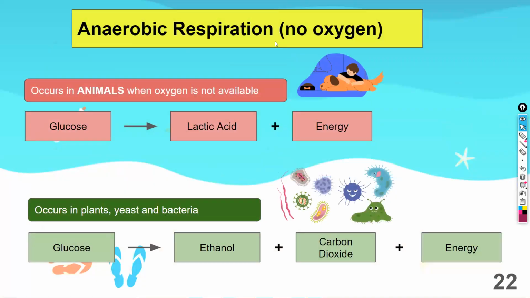Now, the opposite of aerobic respiration is what? Anaerobic respiration. But there are two types of anaerobic respiration. Now, anaerobic respiration means that oxygen is not involved. At no point in time in these equations are you going to see oxygen. So let's talk about anaerobic respiration that occurs in animals. Now, remember, I told you human beings are considered animals.